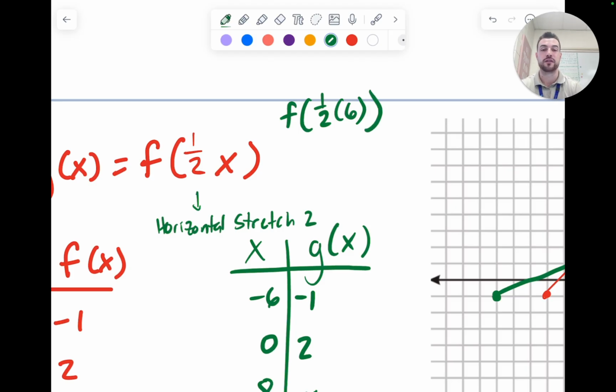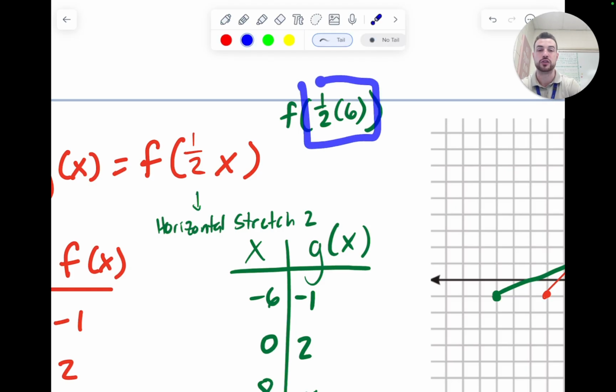Now the same idea goes up here. If I plugged something in for x, the first simplifying I would have to do would be to handle that 1/2 that is on the inside. Therefore, it is a horizontal transformation.